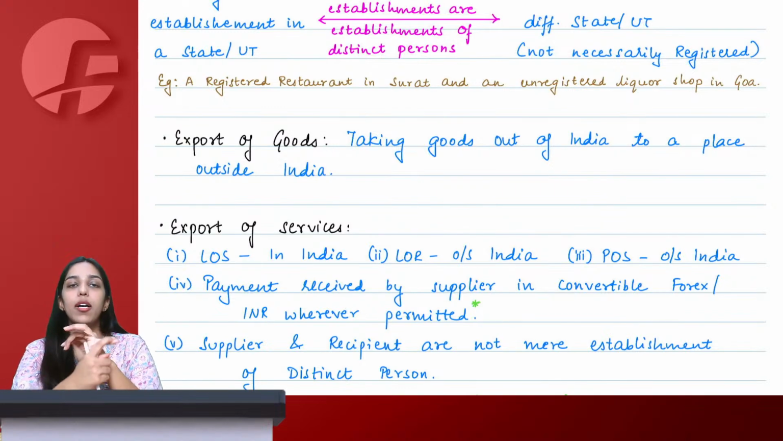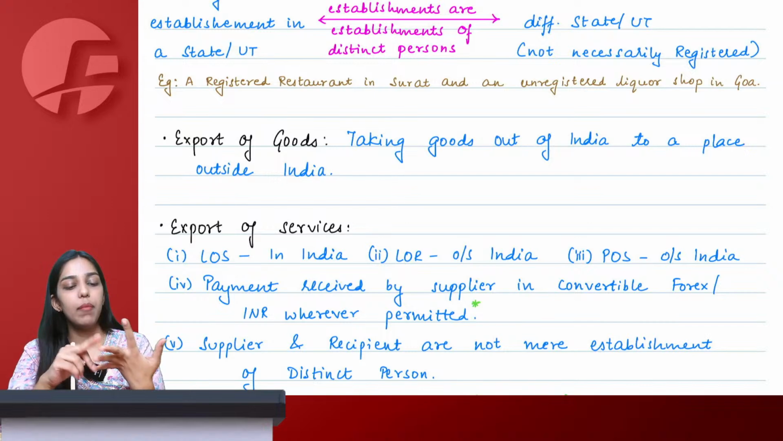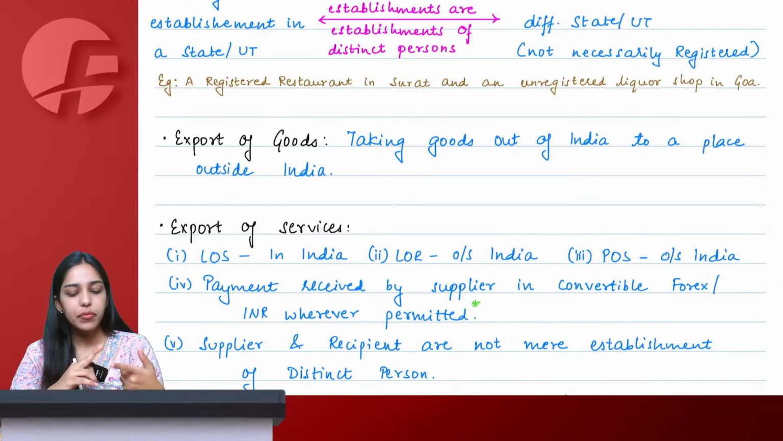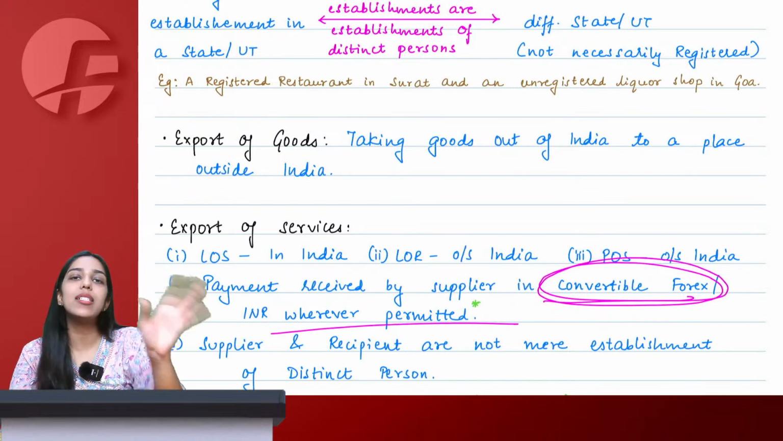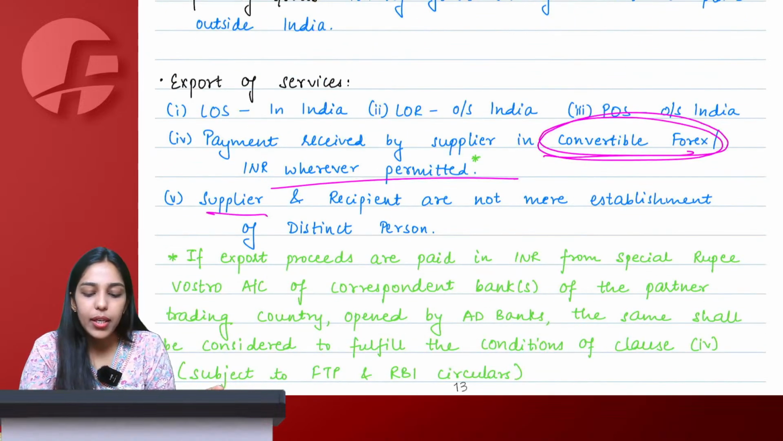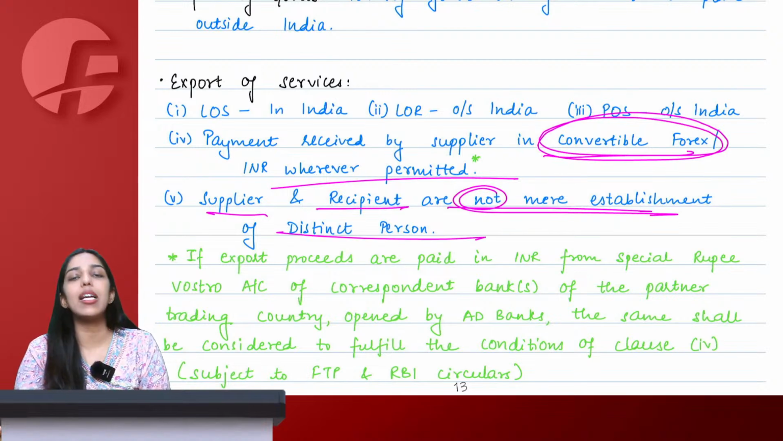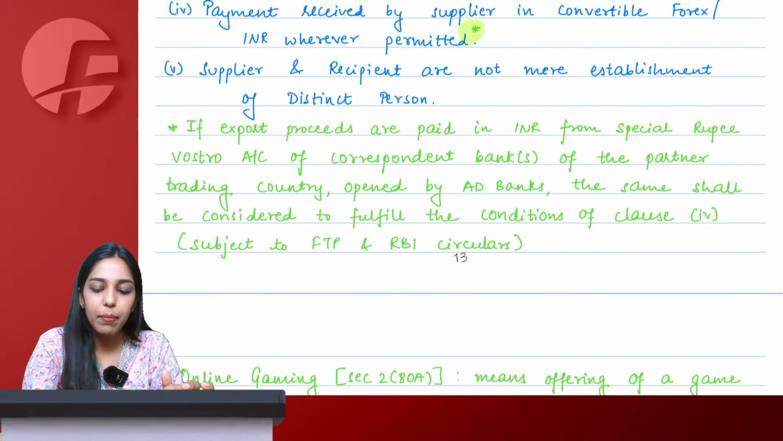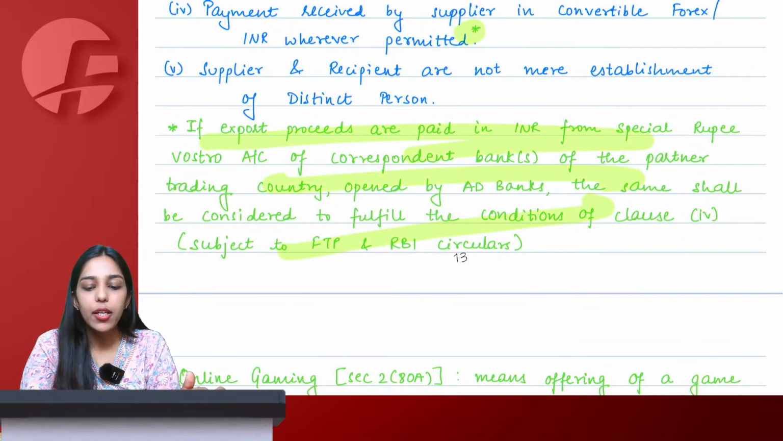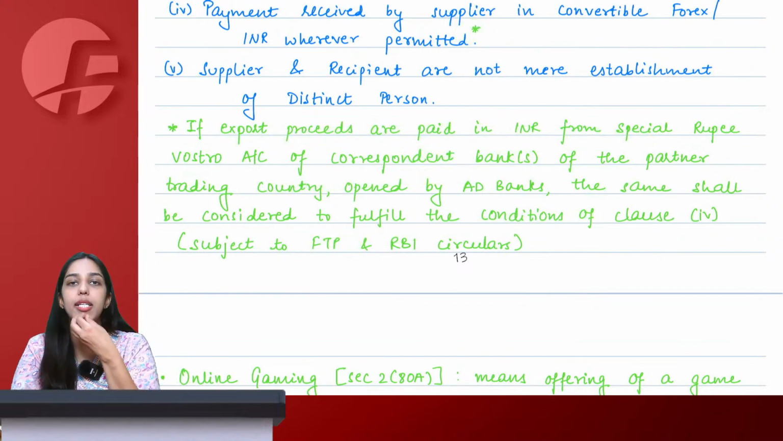Supplier in India. Location of recipient outside India. Place of supply outside India. Payment has to be received in convertible forex. At some places INR is permitted. And supplier and recipient are not a mere establishment of a distinct person. Now the amendment here is, see, normally you have to receive convertible forex.